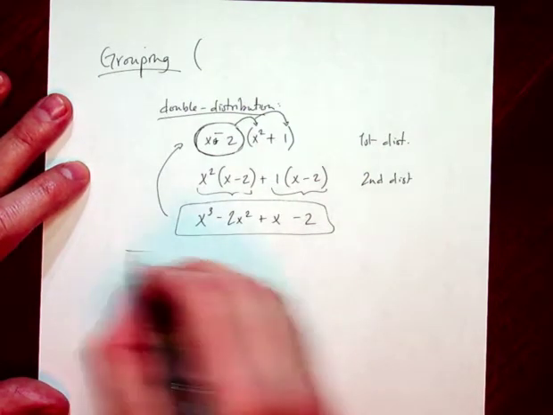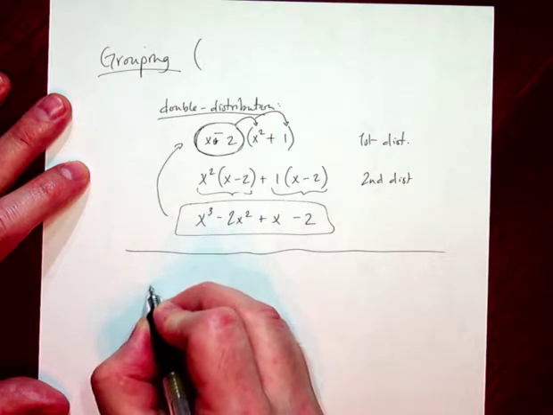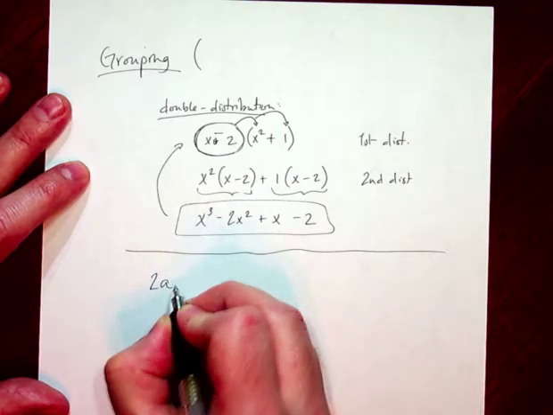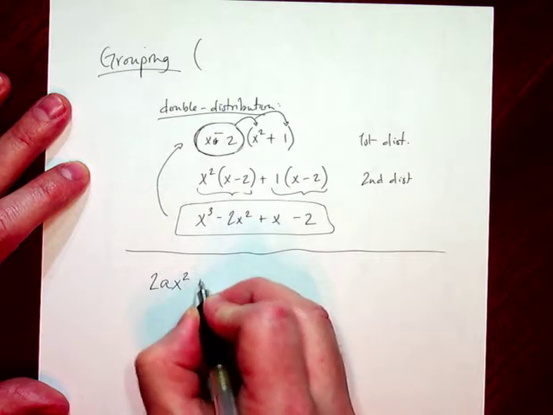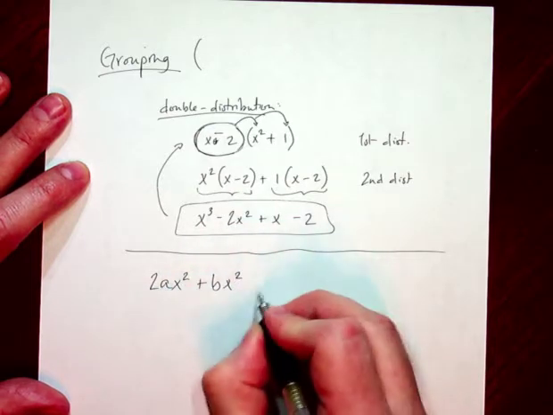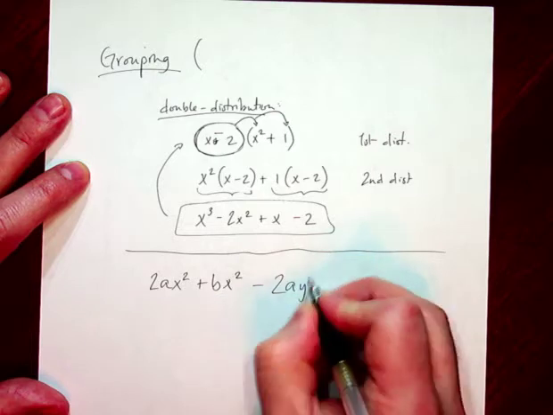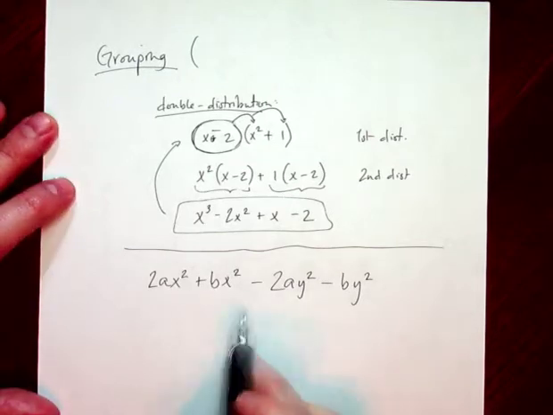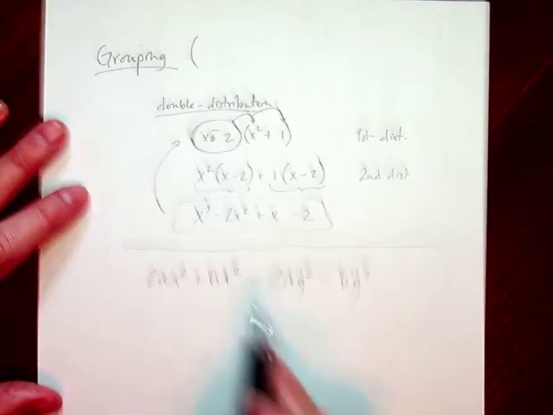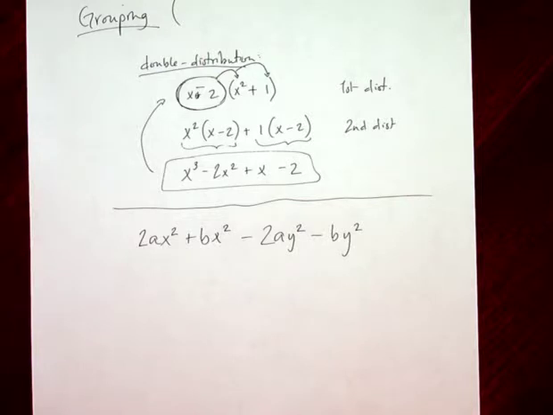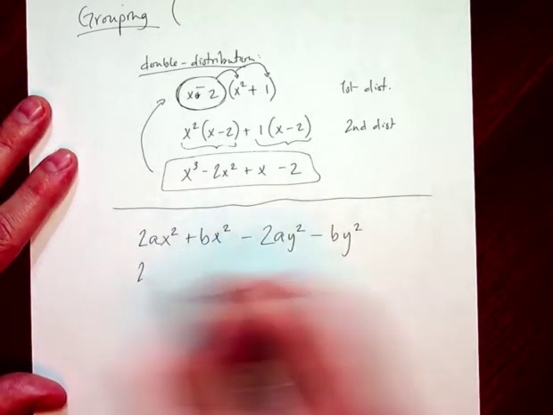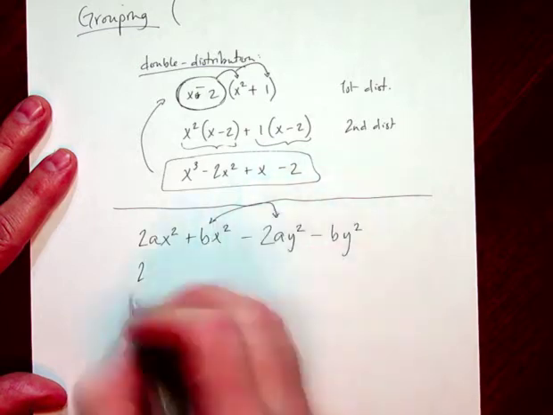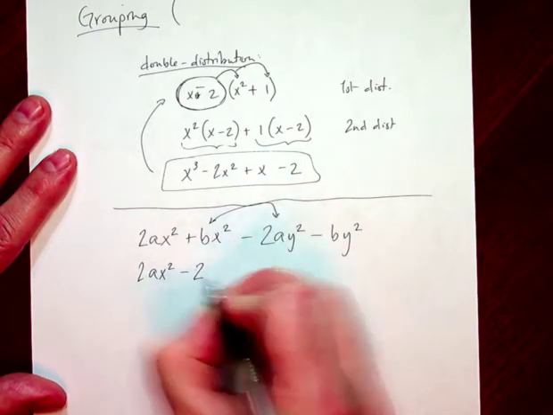So, I'll give you one that's maybe just a little bit more far afield from there. So let's say I have 2a x squared plus bx squared minus 2a y squared minus by squared. Now remember, grouping is difficult when you have this negative right here in the middle. And there are actually ways of not having to deal with it. Sometimes you can actually reorder the terms. You actually could exchange these two terms as long as their sign goes with them.